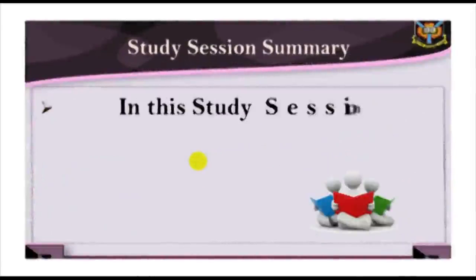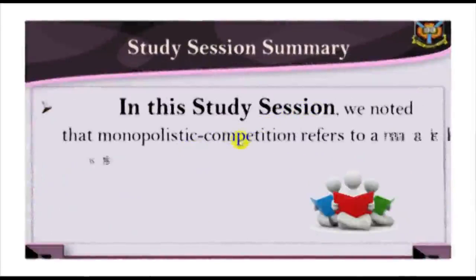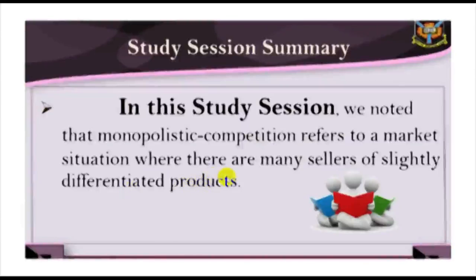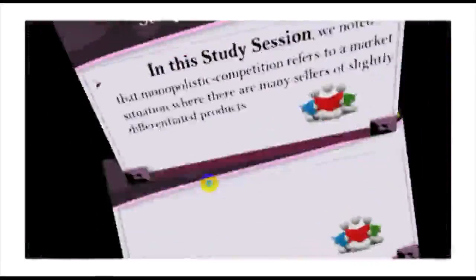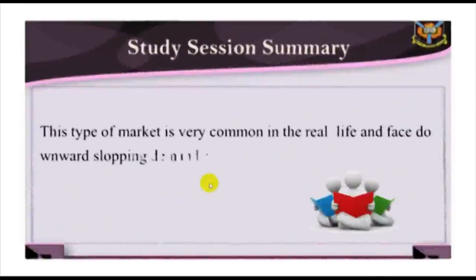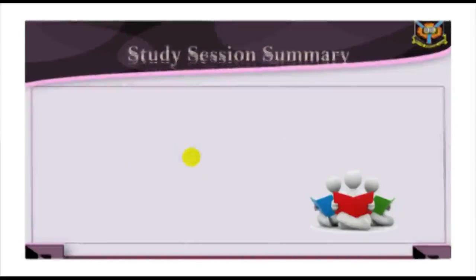Summary. In this study session, we noted that monopolistic competition refers to a market situation where there are many sellers of slightly differentiated products. This type of market is very common in real life. Like a monopolist, the firm in this type of market is faced with a downward sloping demand curve, while the short-run equilibrium of the firm is similar to that of the monopoly.